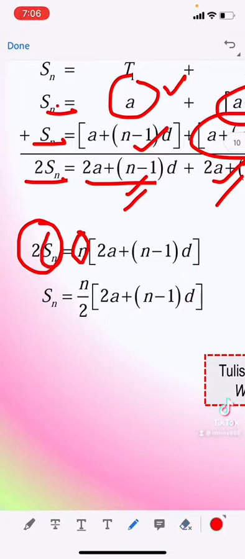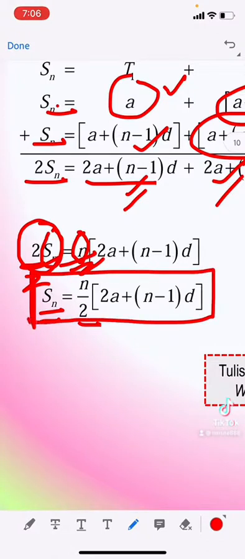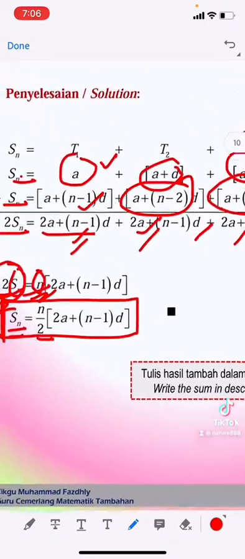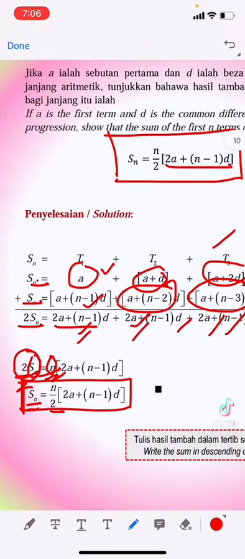Just that your Sn, you have a 2 here, so you divide by 2. Alright, divide by 2 here, divide by 2 here. So here you are getting the formula. You're showing the right formula. Right, that is how you prove or how you show.